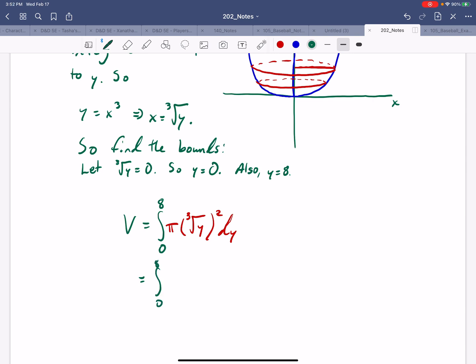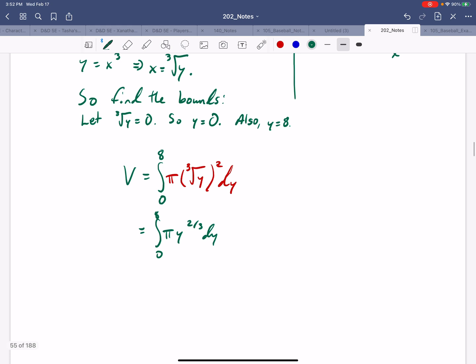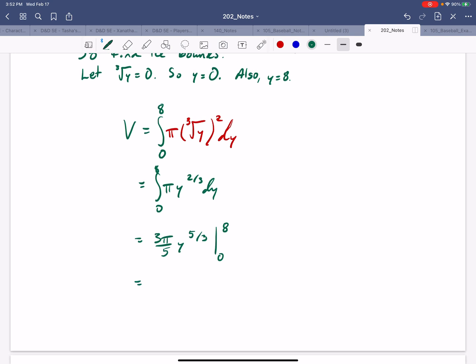And when we integrate this, we're just going to get the integral from 0 to 8 of pi times y to the 2/3 dy. And this is no problem to integrate. We're going to get pi, what is that going to be? There's going to be 3 pi over 5 y to the 5/3. And when we do that out, we're going to get 3/5 pi times 8 to the 5/3, right? We plug in 0, we're going to get 0, so whatever.